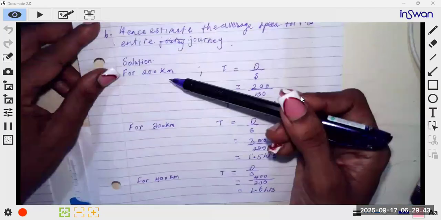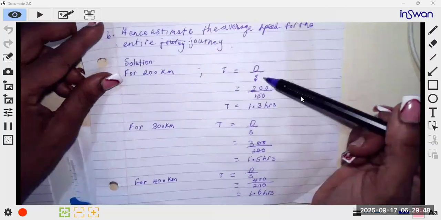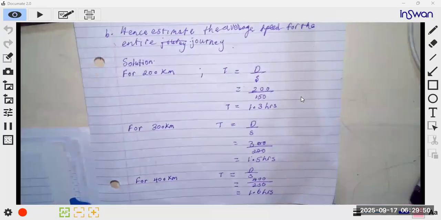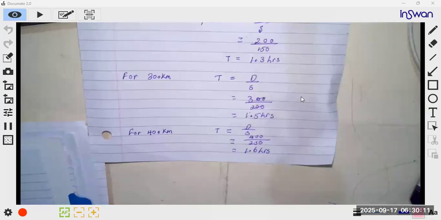So for 200 kilometers, the time is distance divided by the speed. 200 divided by 150, and that's how you get 1.3. For the 300, it will be the same thing. 300 divided by 200, and you'll get 1.5. And for the 400, it will be 400 divided by 250, and that's how you get 1.6. Any questions about these? Yes or no? Any questions?